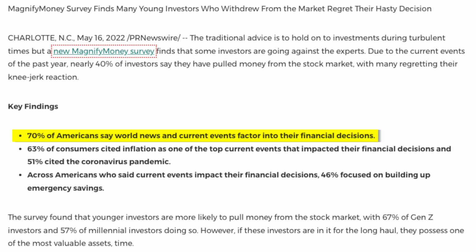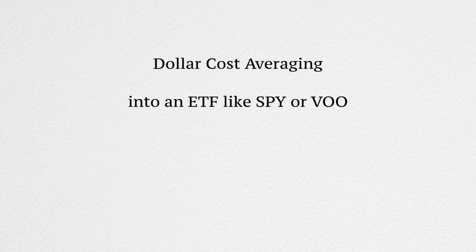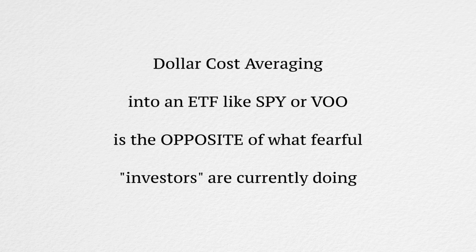In fact, 70% of American investors allow the news and the current events to sway their investing strategy. Dollar cost averaging, maybe into an ETF like SPY or VOO, is the exact opposite of what those fearful wannabe investors are currently doing. This is a set it and forget it mentality. You just set it and forget it.